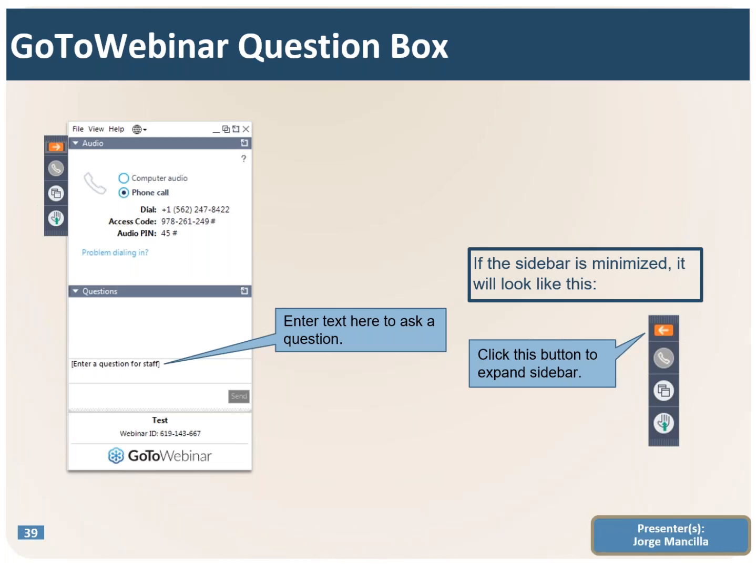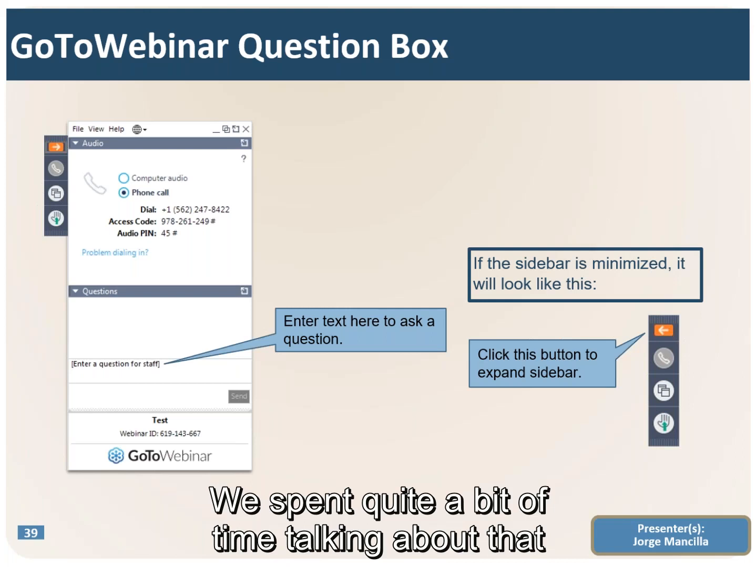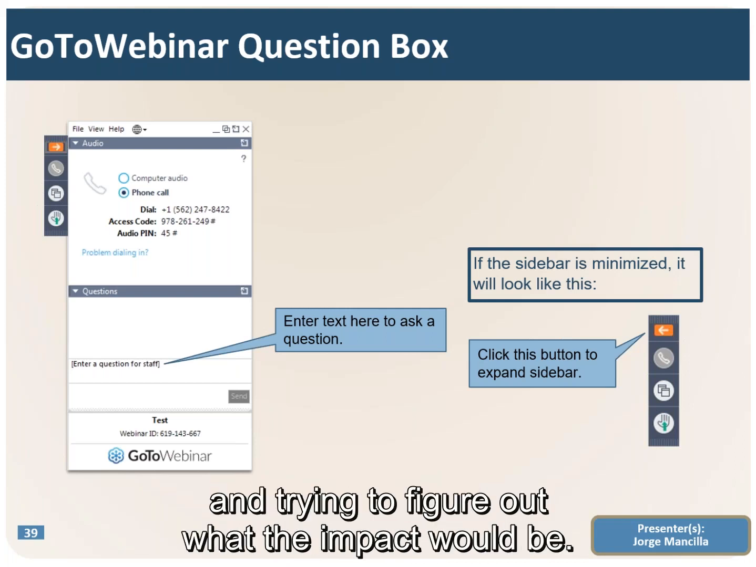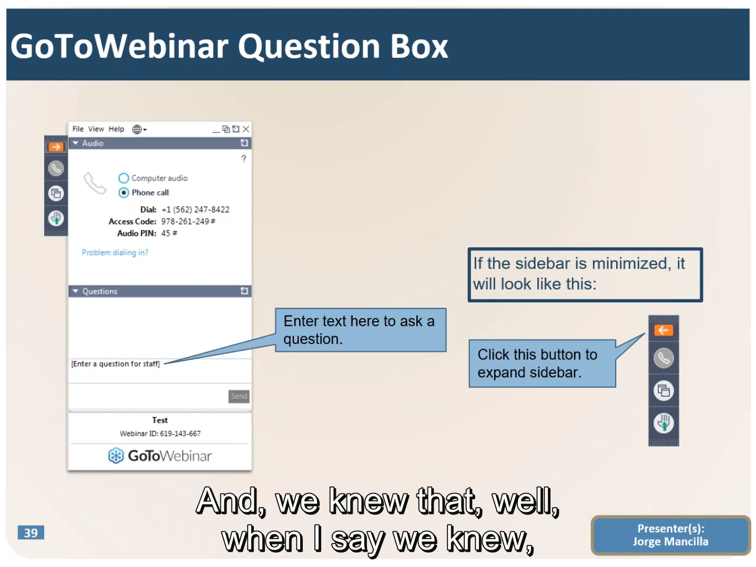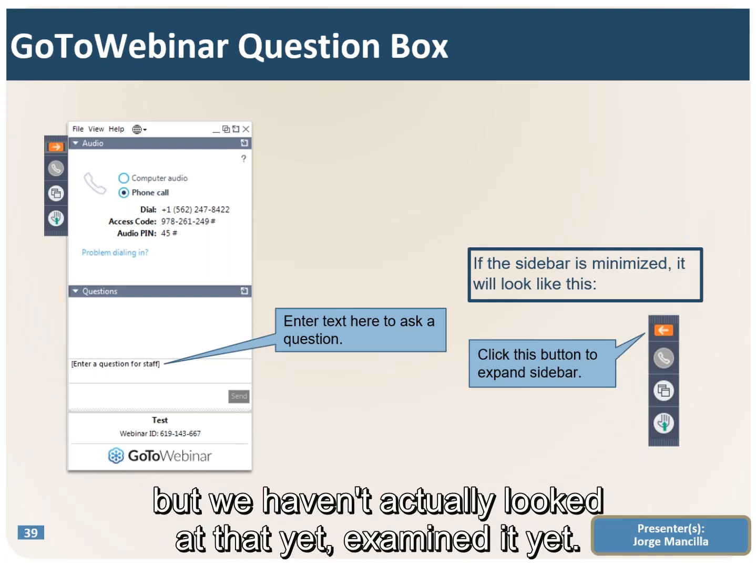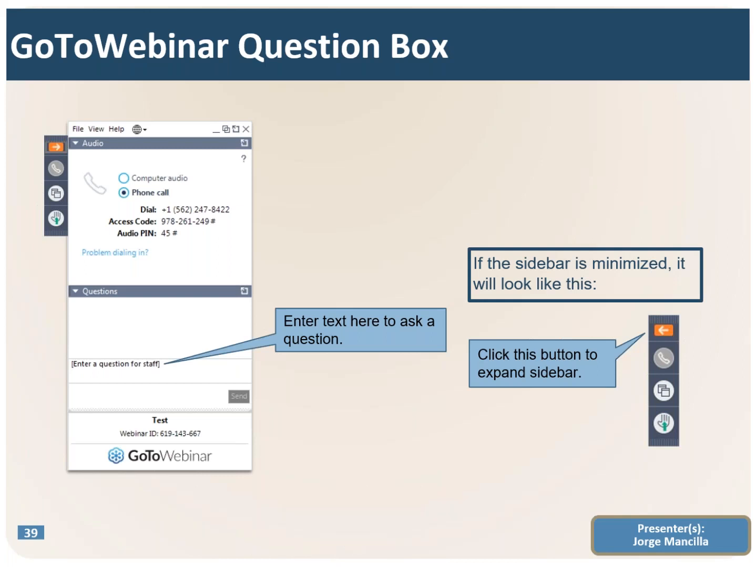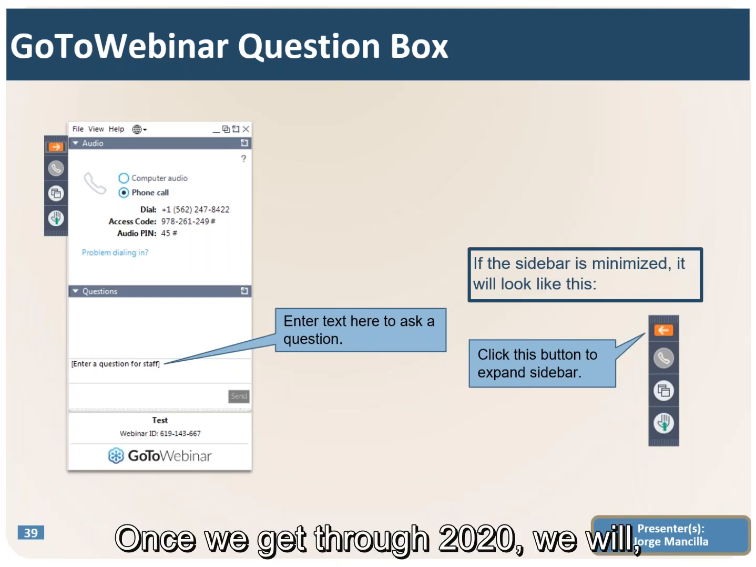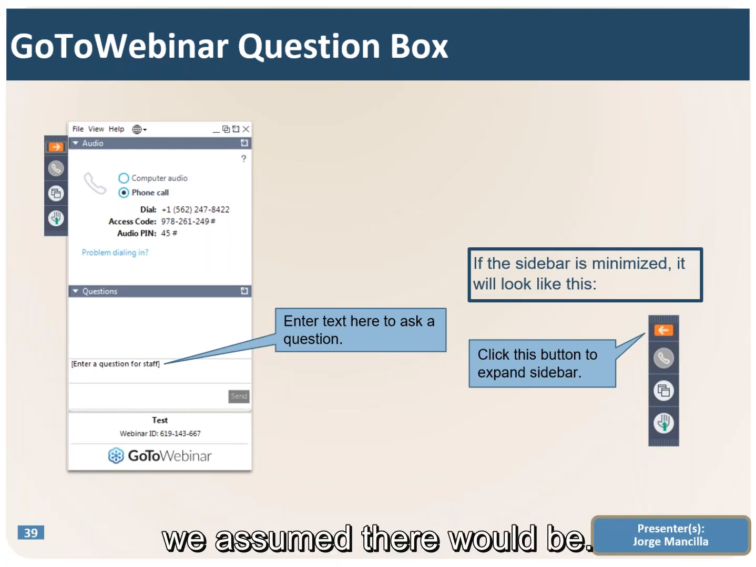We did. We spent quite a bit of time talking about that and trying to figure out what the impact would be. And we knew, well, when I say we knew, we were pretty sure that there would be an impact on spending. But we haven't actually looked at that yet. Once we get through 2020, we will. We assumed there would be.